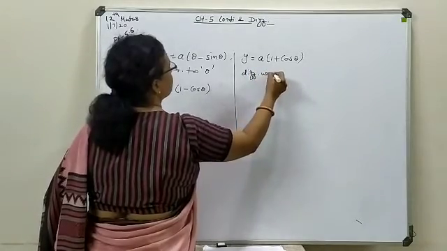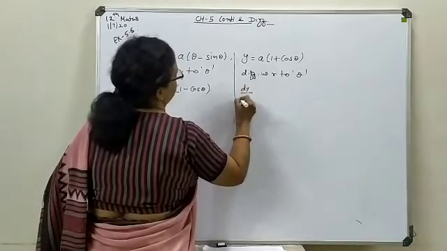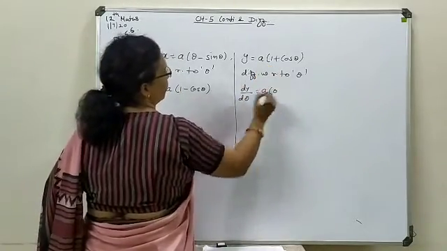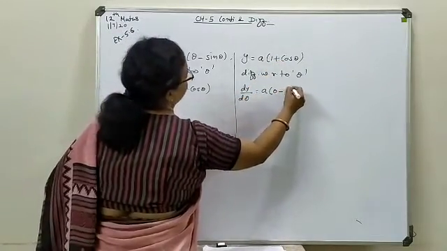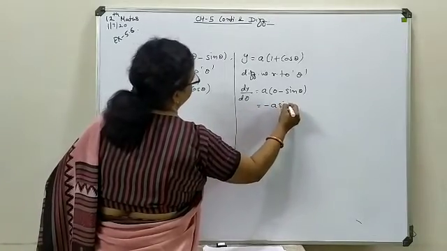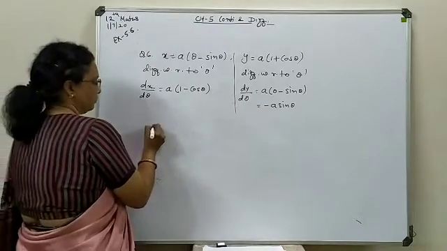Differentiation with respect to theta. So dy by d theta, a is constant, 1 is also constant, so its derivative is 0. Differentiation of cos theta is minus sin theta. So finally it will come out as minus a sin theta. Now come to write the final answer form.